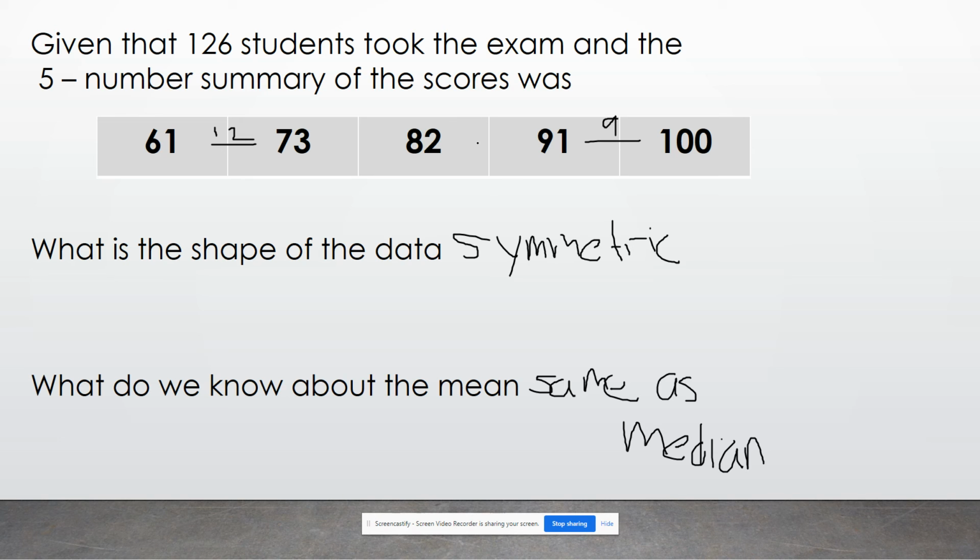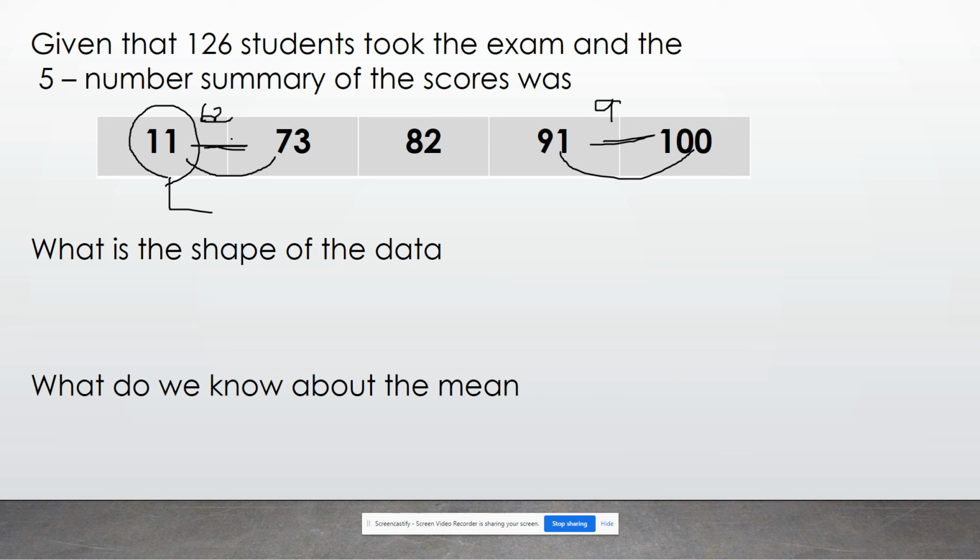I mean, they're not exactly the same, but they're pretty close. I wouldn't say that one is extremely bigger than the other. Whereas over here, 9 and 62, that's a big difference. So that difference happens on the left-hand side. So I would say that this data is skewed to the left. The tail is going to be on the left side.